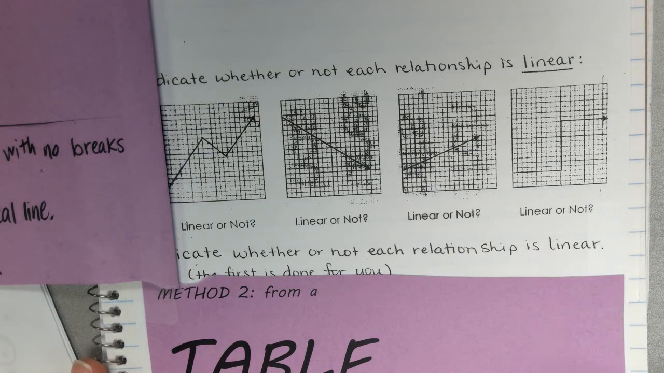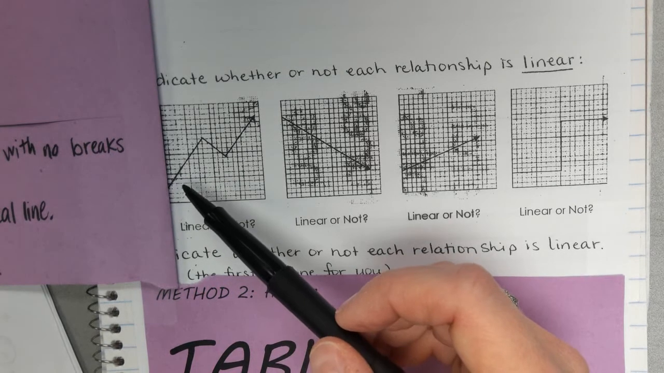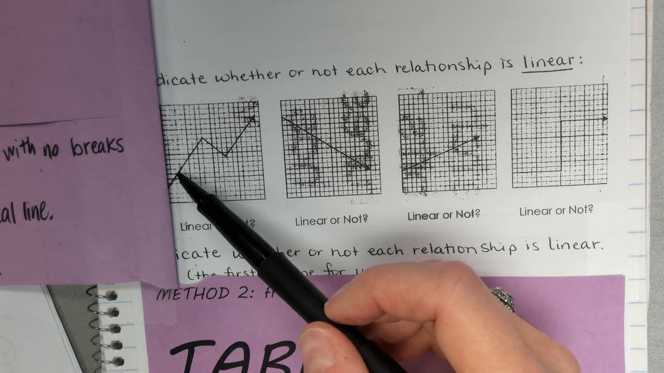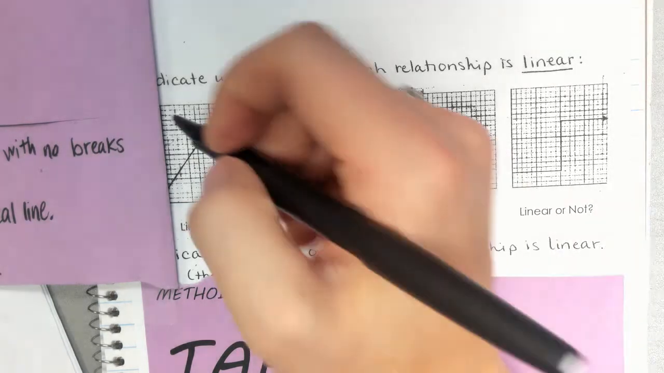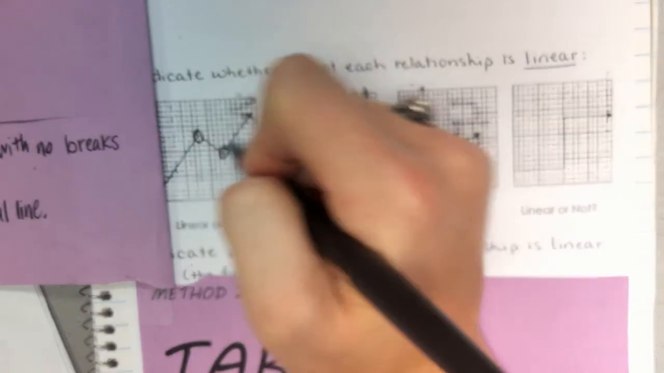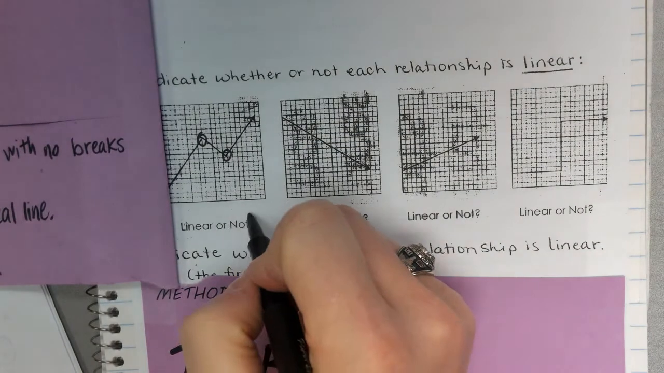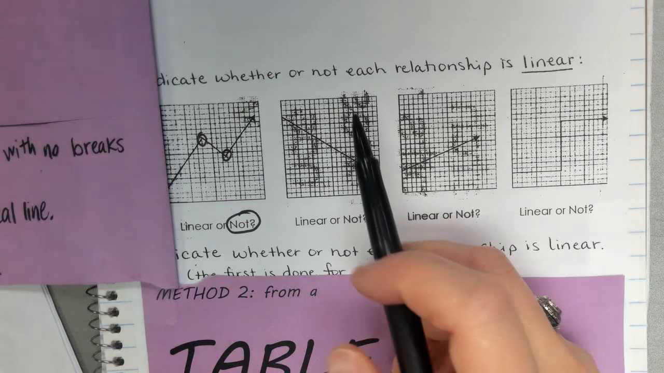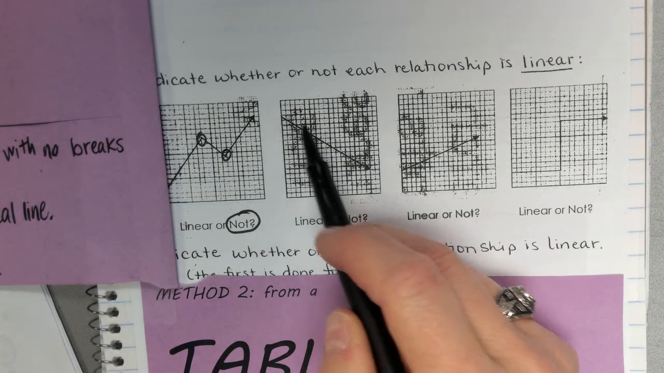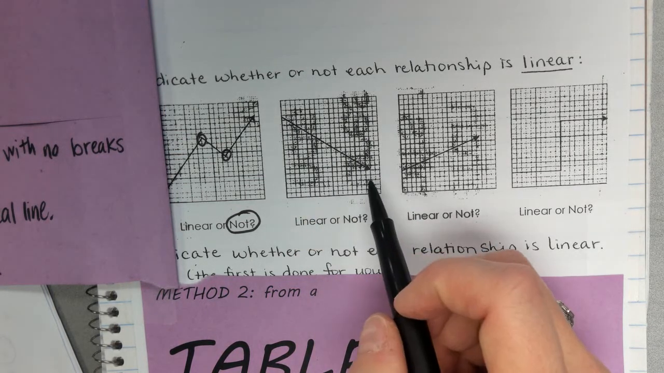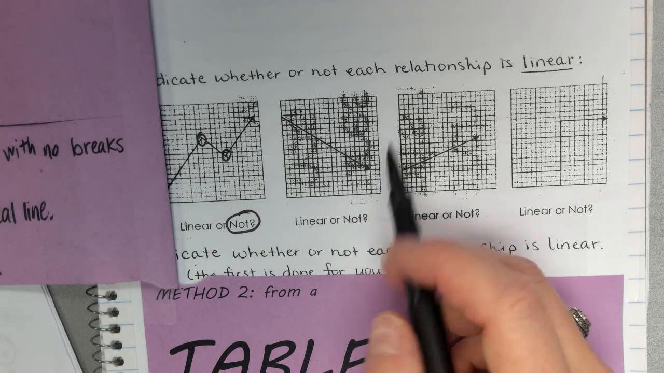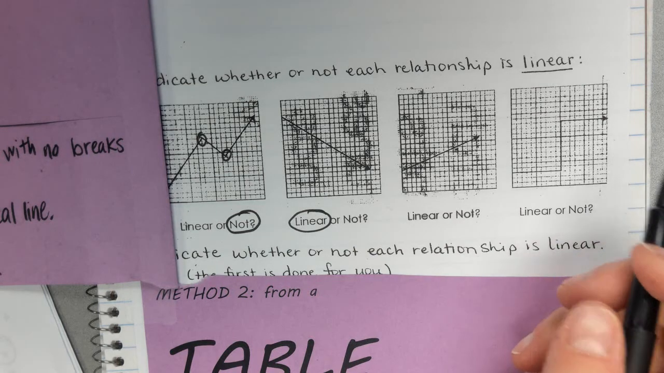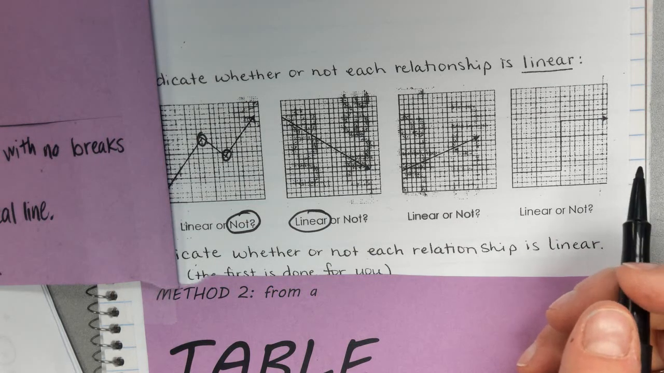Let's look at the first one. Do you think it's linear? Let's look at our steps. Does it have a straight line with no breaks or changes in direction? Well, I see a change in direction here and here, so it is not linear. Do you see a straight line with no changes in direction? Yes. Is it vertical? No. So it's linear.